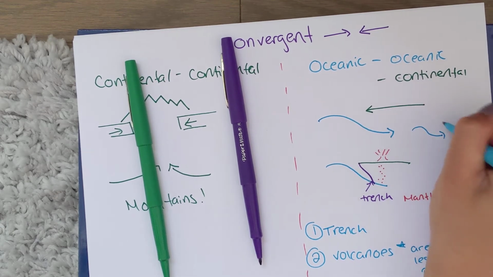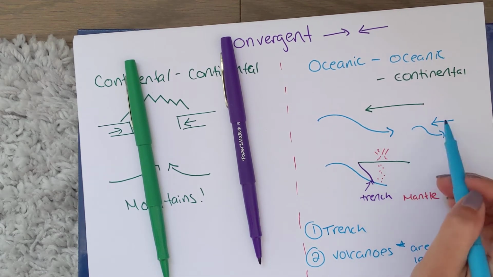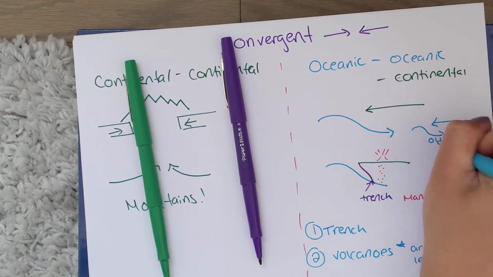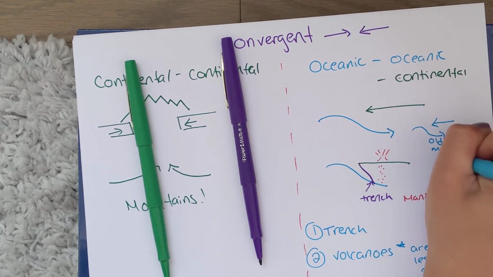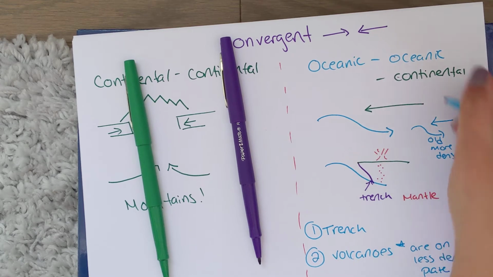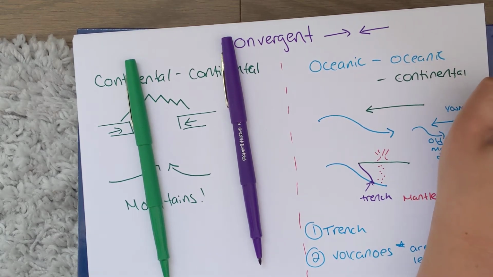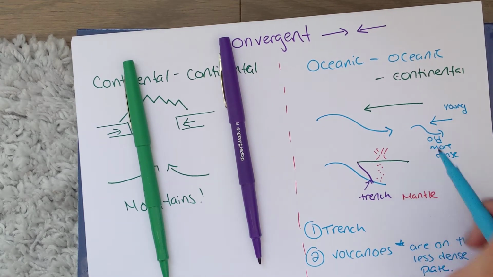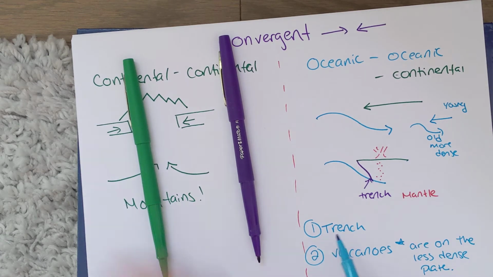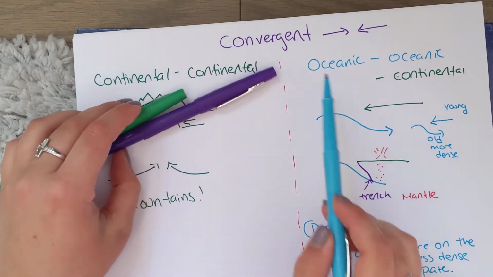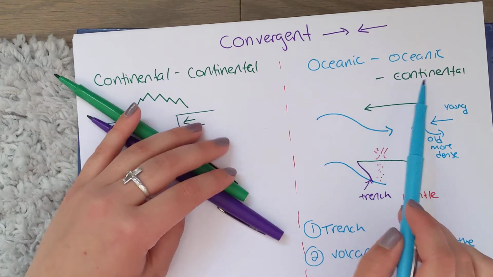When we looked at two oceanic plates going together, the old plate is more dense and it sank under the young plate, which is less dense. So my two big things are trenches and volcanoes when it's oceanic or oceanic continental.